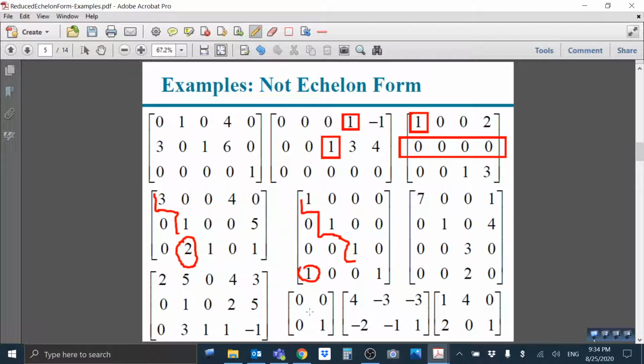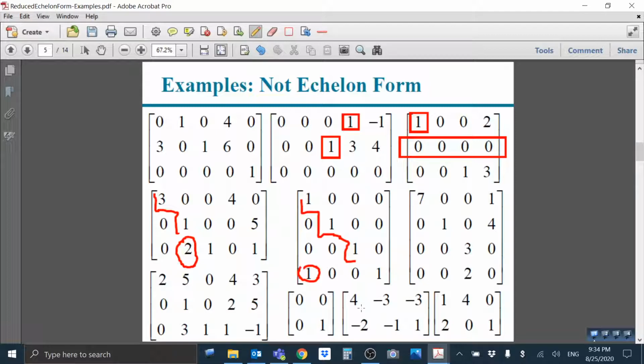What's wrong here? Well, I have a row of zeros and it is not at the bottom. Well, that's not good news. Sorry, row of zeros, if it is in the matrix, it needs to be at the bottom. Otherwise, your matrix is not in echelon form.